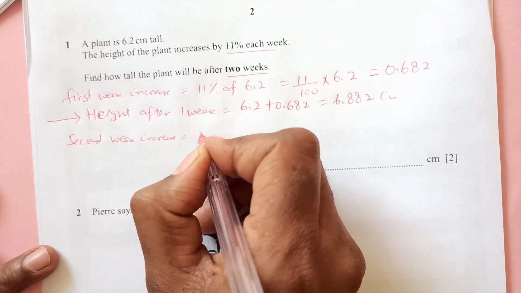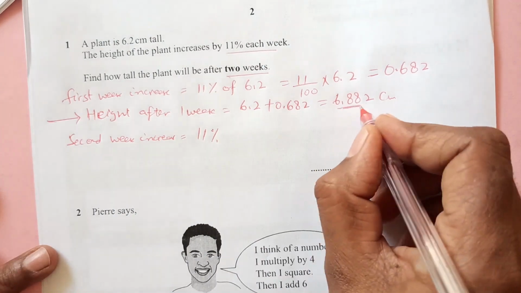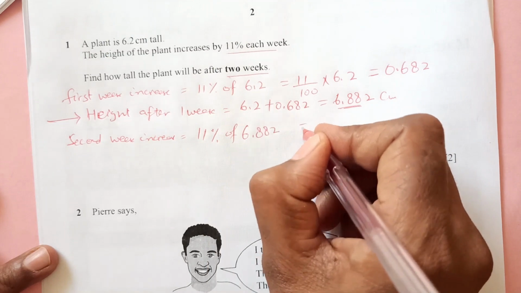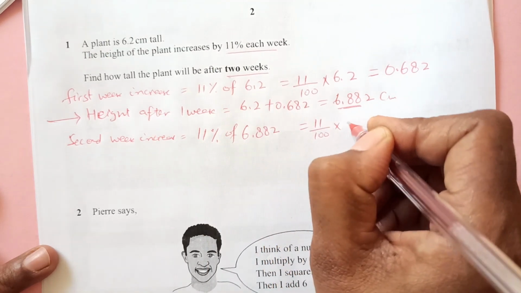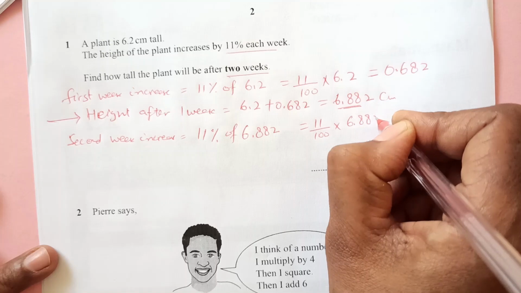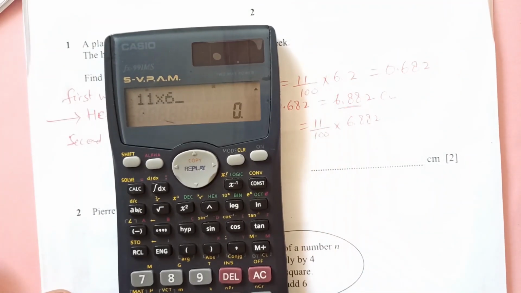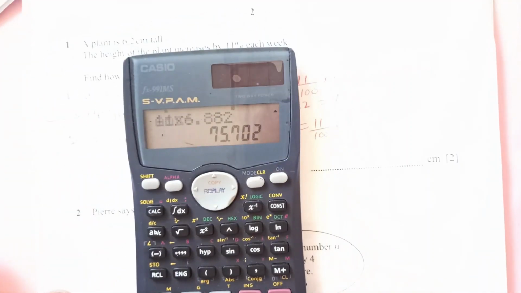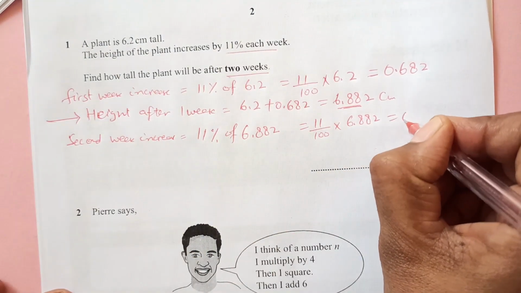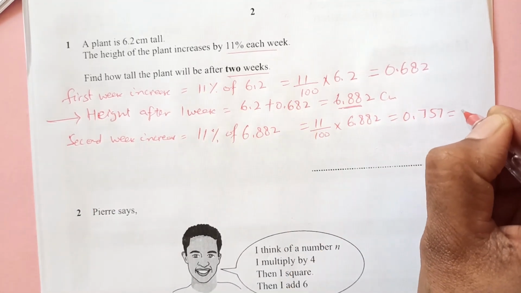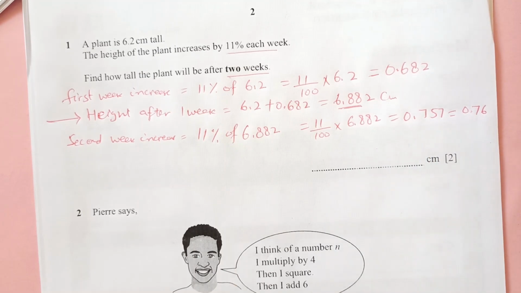Second week increase is going to be 11% again, but on this one 11% of 6.882. So that means 11 over 100 times 6.882. So let's see that. 11 times 6.882 divided by 100. It is 0.757. We can write it down, 0.76.